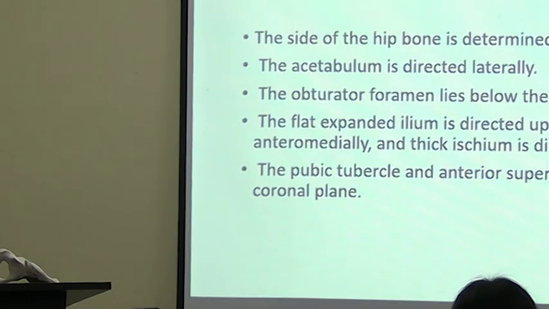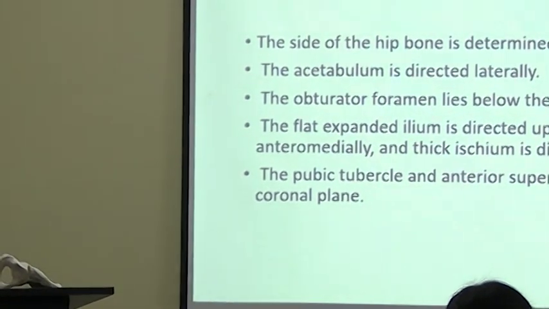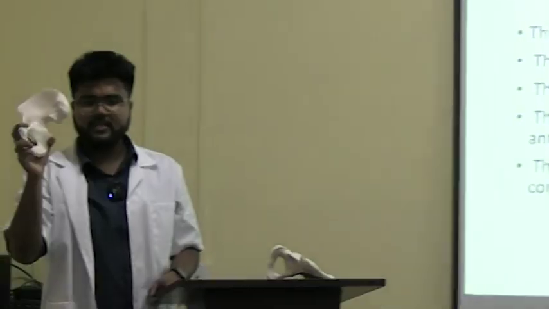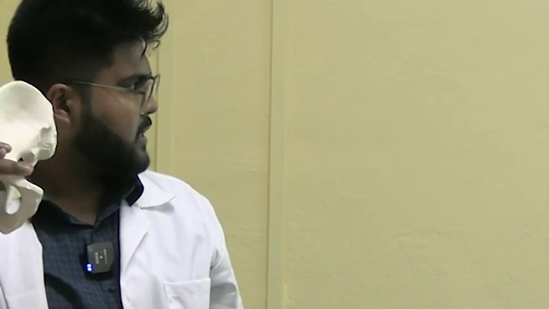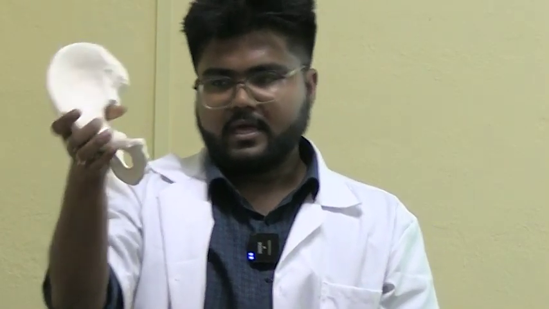So first, anatomical position. You can see here that this superior part, meaning the ilium part, is always present superiorly. This pubis is always directed anteriorly, anterior-medially. And this is called ischium. This is directed posteriorly, posterior-inferiorly. And this part is called acetabulum. This is always directed laterally.